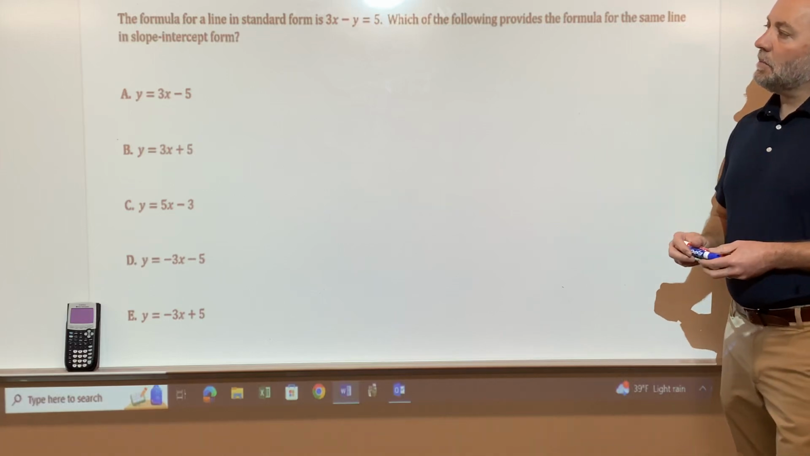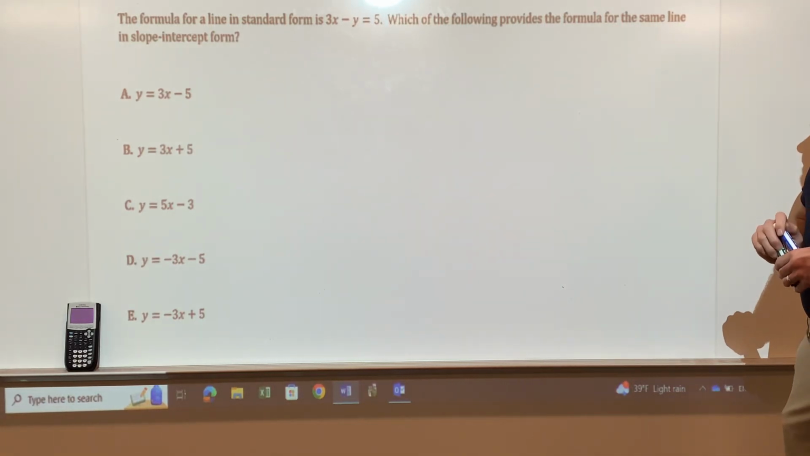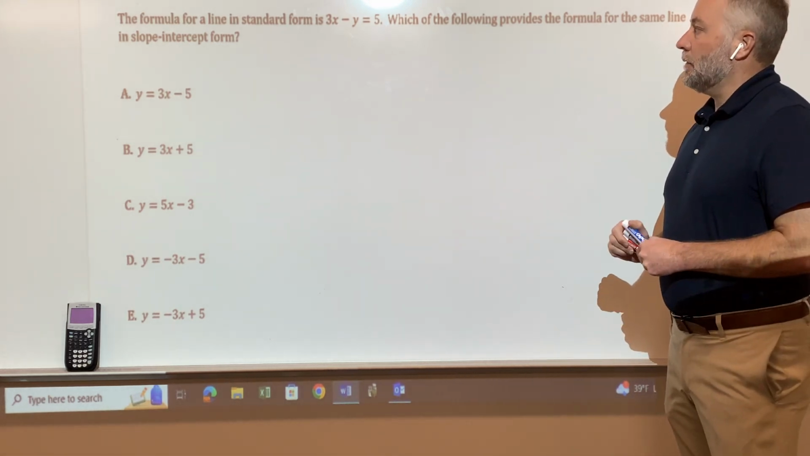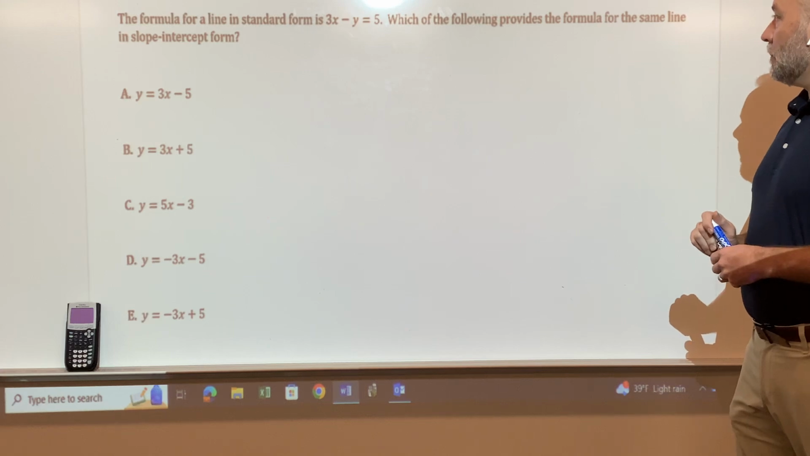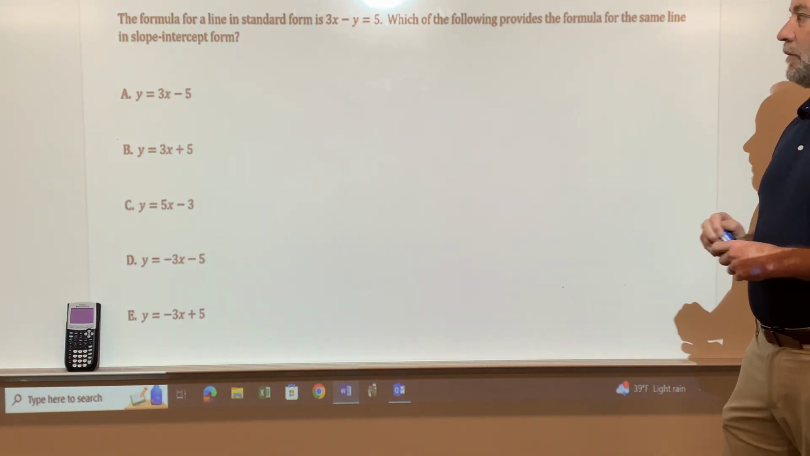This question is asking us about linear equations. It says the formula for a line in standard form is 3x minus y is equal to 5. Which of the following provides the formula for the same line in slope-intercept form?